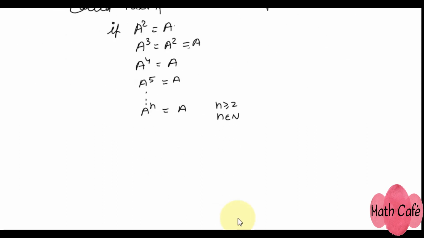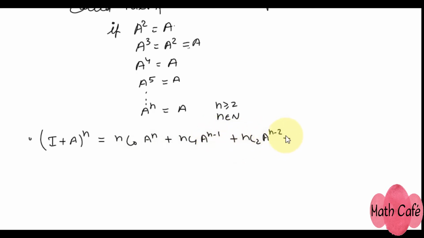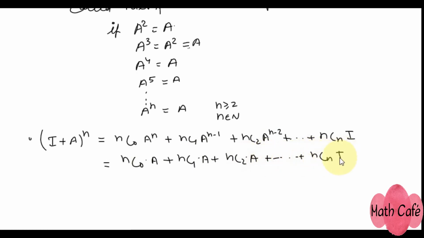Hope you understand this. If I'm solving (I plus A) raised to n, so this will become nC0 A raised to n plus nC1 A raised to n minus 1 plus nC2 A raised to n minus 2 and so on, and nCn I. Alright, so A raised to n will become A, so nC0 A, plus nC1, so A raised to n minus 1 will become A, plus nC2 A raised to n minus 2 will also become A. Alright, so in the last we will write nCn multiplied by I.